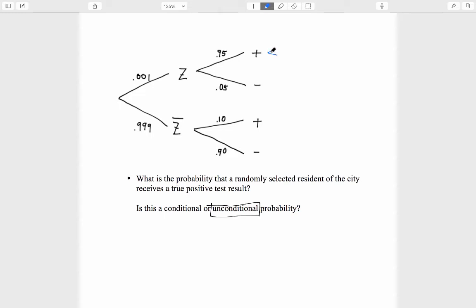The true positives are right here. This is the event has the virus and tests positive for it. The probability of that event equals 0.001 times 0.95. That's easy to compute because it's 0.00095. Multiplying by 0.001 just has the effect of moving the decimal point 3 places to the left. Thus, it's a small fraction of the population, less than 0.1% of the whole population, that receives a true positive test result, has the disease and tests positive.